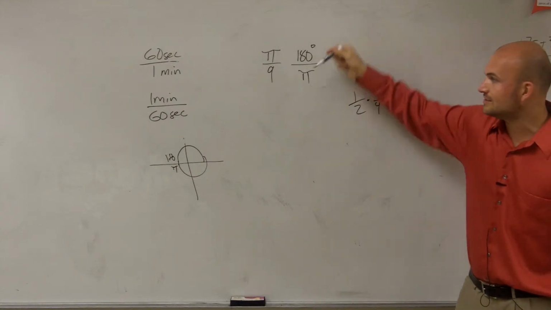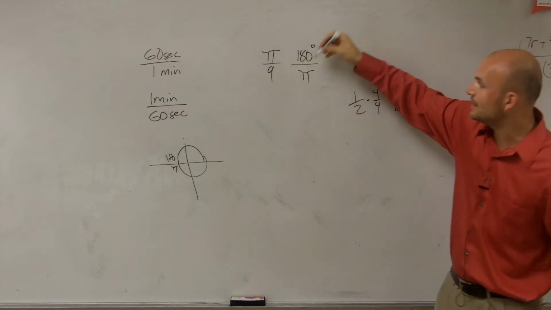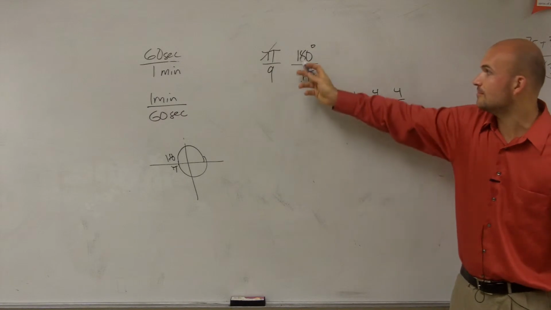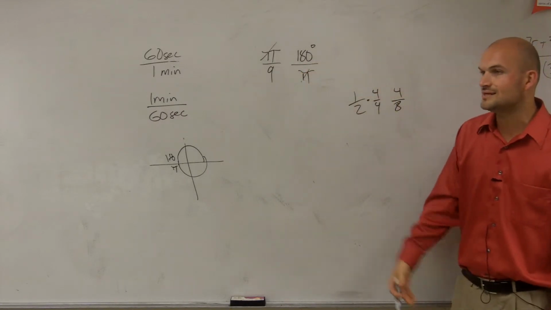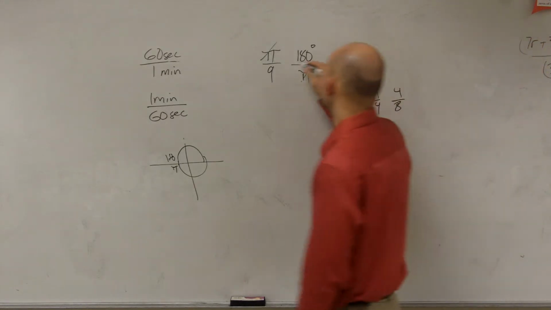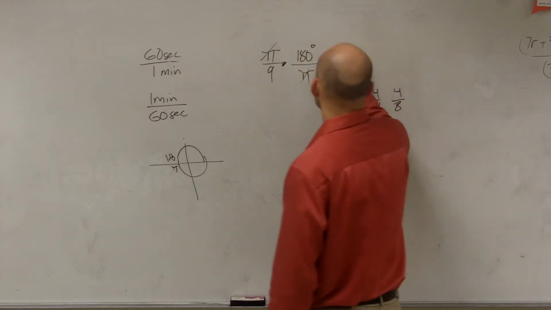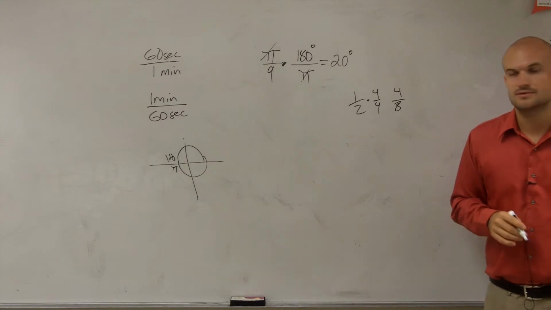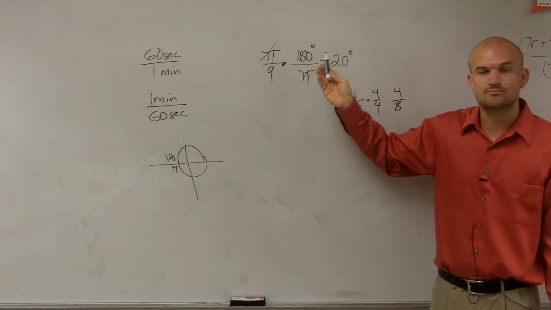But the cool thing about this is when I multiply by 180 over pi, pi divided by pi divides to 1. 1 times anything is just going to be left over. So now we're left with only one unit, and that one unit is degrees. So therefore, my answer is going to be in degrees. So I multiply them, and 180 divided by 9 is going to be 20 degrees. That's it.